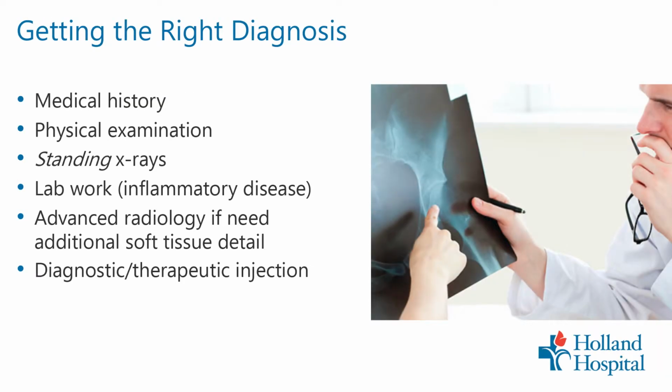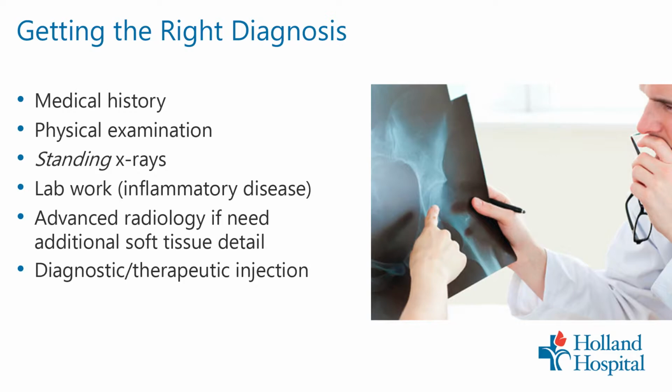Diagnosis of hip and knee arthritis can often be made quite simply by taking a focused medical history, doing a physical exam of the knee or hip, and a simple standing X-ray of the affected joint. If an inflammatory disease such as rheumatoid arthritis is suspected, some blood tests may be recommended. Rarely is a CT scan or MRI necessary to make this diagnosis.